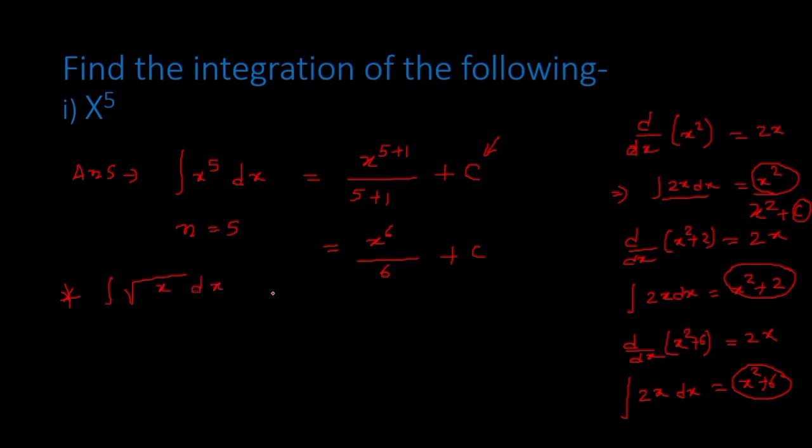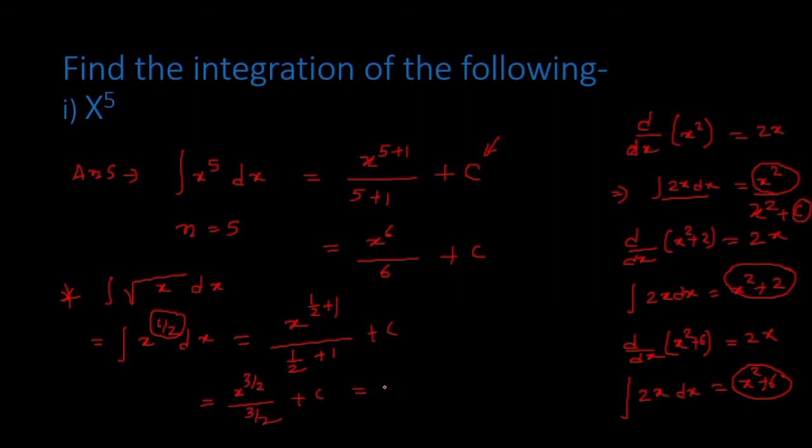Pause the video and try it. So what will be the integration of root x dx? Root x means x to the power half. Now here n is half, so integration of x to the power n will be x to the power n plus 1 by n plus 1 plus c, that is x to the power 3 by 2 by 3 by 2 plus c. So that will be 2 by 3 x to the power 3 by 2 plus c.